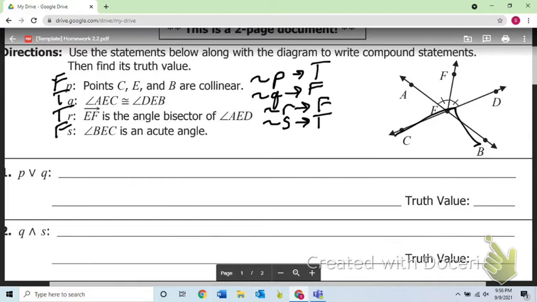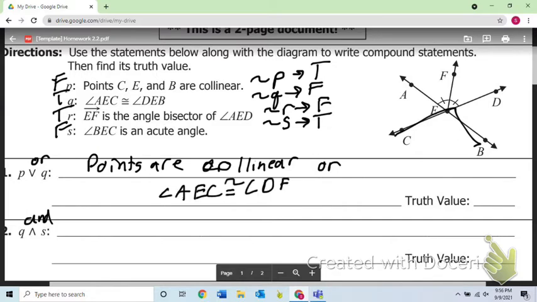Okay, so now when we get down to the next part, number one would be P or Q. Number two would be Q and S. So I'm going to kind of shortcut these. I'd expect you guys to actually write out the whole thing, though. So points C, E, and B are collinear, or AEC is congruent to DEB. Because it's an or, only one of these needs to be true. Now we know that P is false, but Q is true. And because we have an or, one of them is true, therefore we can say the whole thing is true.